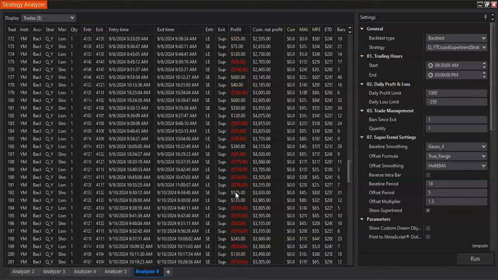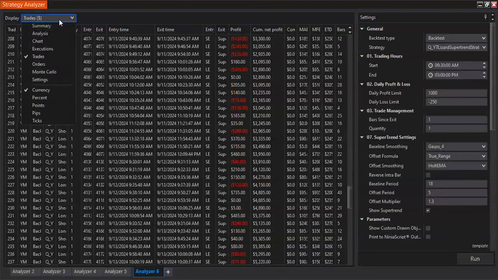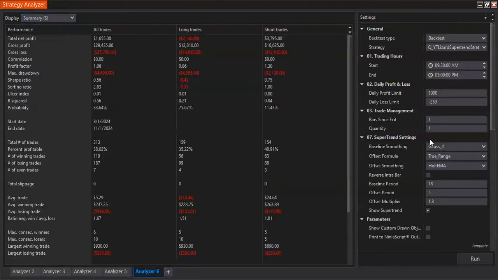But of course, this is just to show you guys having the daily profit and loss set up. So let's just play with it a little bit. All right, so it changed. Let's even these out. Let's change the bar since exit to 5.